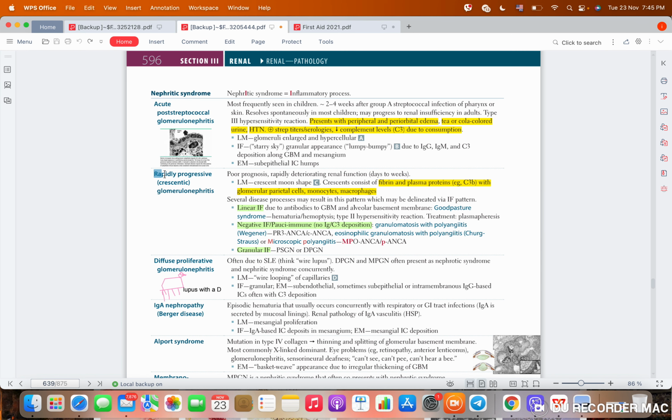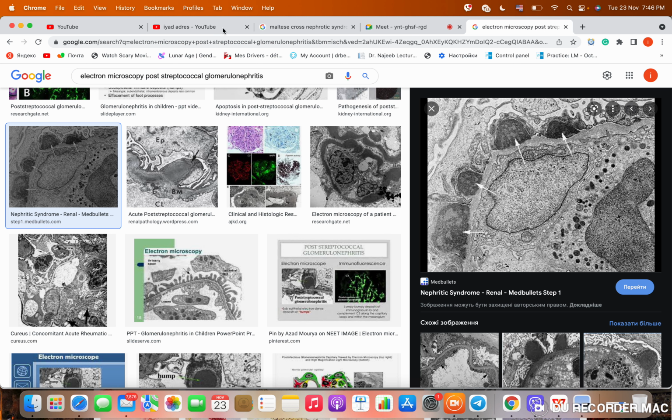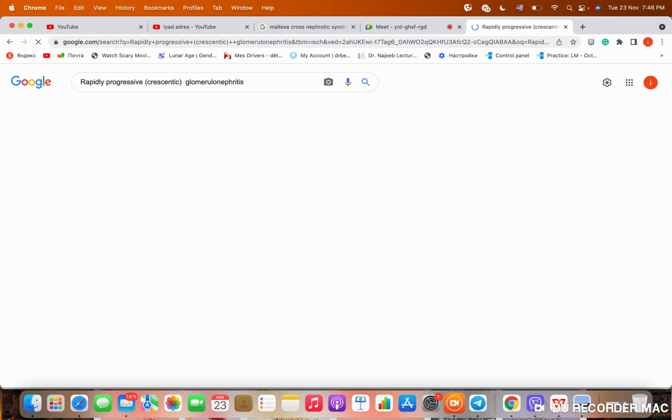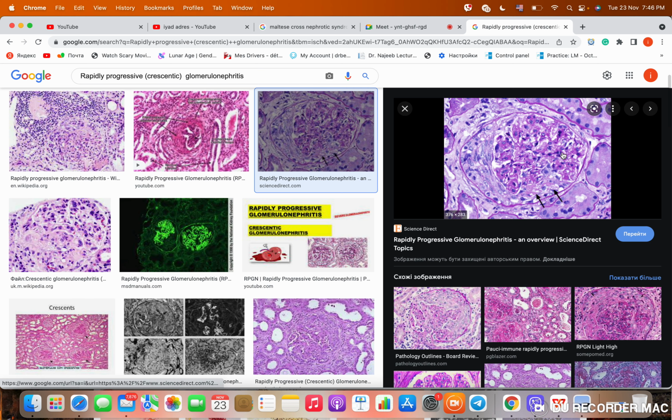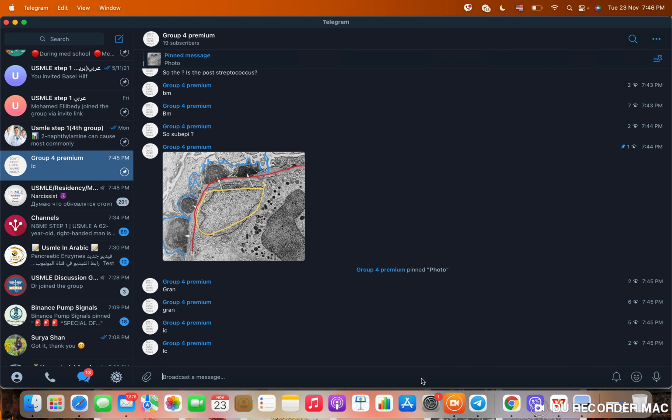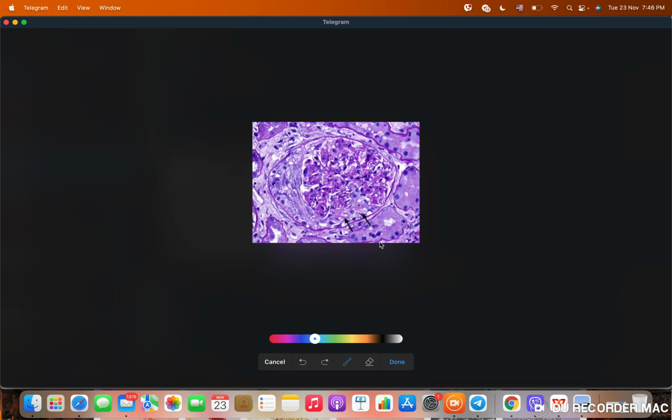So we have the rapidly progressive crescentic glomerulonephritis. Basically, the kidney will have a crescent inside of it. And actually, let's take a look at that crescent because kidney is all about so many photos. The more photos you see, the more comfortable you become with it. So you can see the crescent just right there.